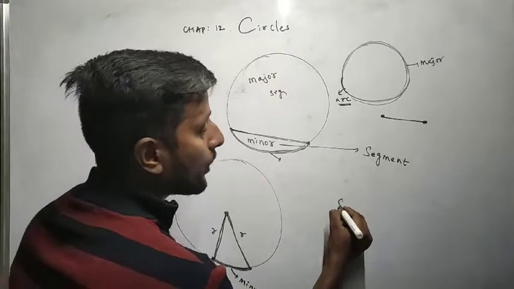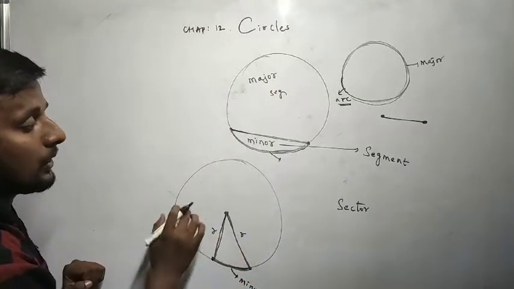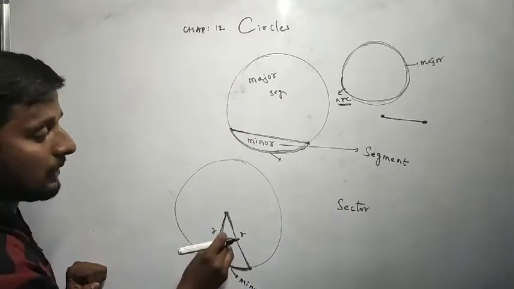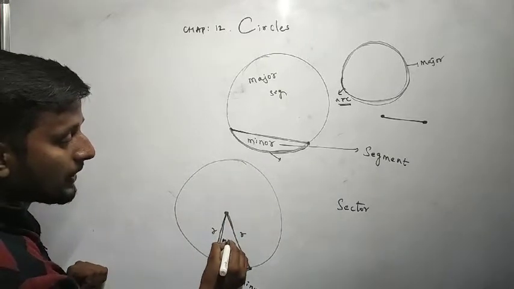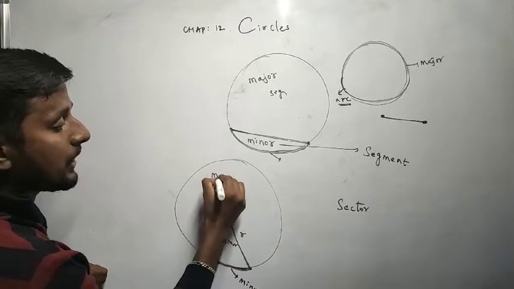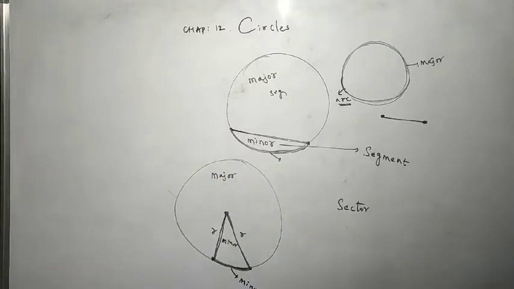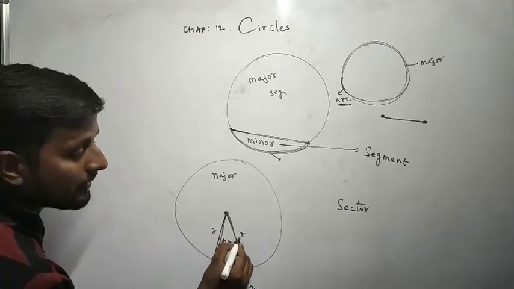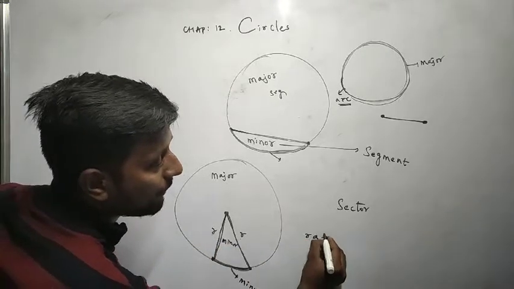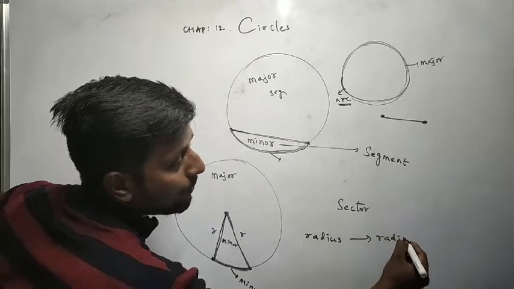So now we are talking about sector. After drawing this one, the circle has again divided into two sectors, one smaller and one larger. The smaller we can call the minor sector and the larger the major sector. The definition: a sector is a region which is enclosed by radii. The singular form is radius, the plural form is radii, so more than one.